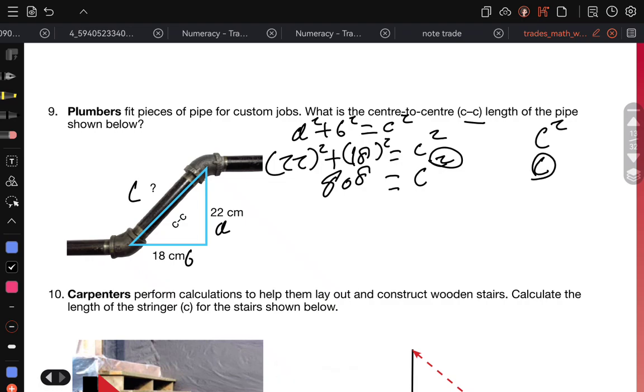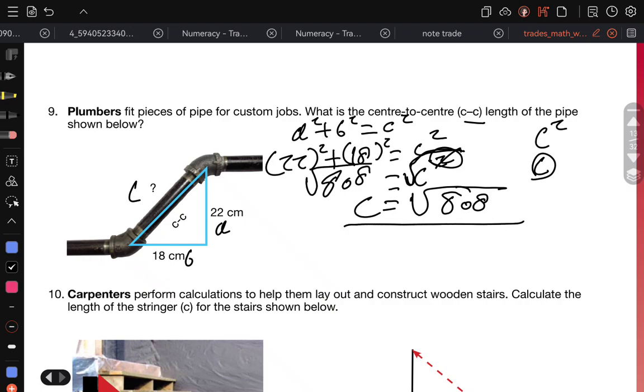So we just do the square root. 808 equals C. When you do the square root here, the square will go, and you will have the square root here. So basically, you will have this answer. Okay, but we need to do our calculation. So C equals 28.43 centimeter.